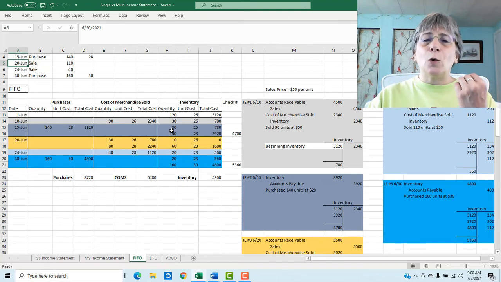Okay, so what are our oldest units in inventory? We have 30 at $26. So here, under our cost of merchandise sold, we're going to sell 20 at $26 for $780. That is going to leave us with 0 units at $26.